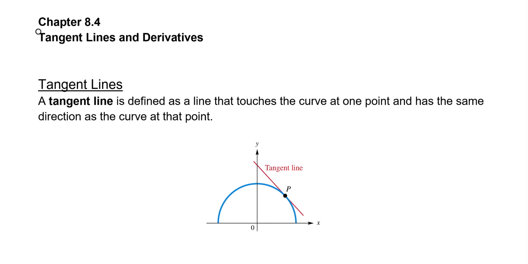Okay, in chapter 8.4, we're going to be covering tangent lines and derivatives. Up until this point, we talked a lot about limits: evaluating limits using tables, using graphs, and then using the limit laws with direct substitution by hand. Now we're going to see how these limits give rise to these other things in calculus called derivatives.